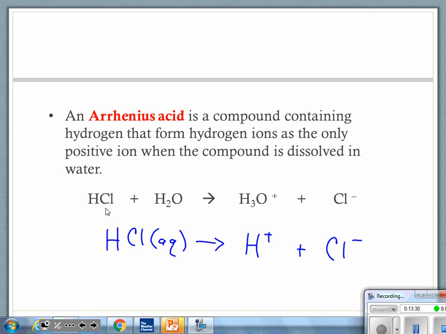And you're going to see later on that the amount of dissociation that occurs is going to be important with acids and bases. So an Arrhenius acid is a compound containing hydrogen that forms hydrogen ions as the only positive ion.